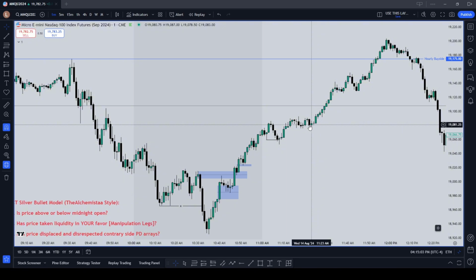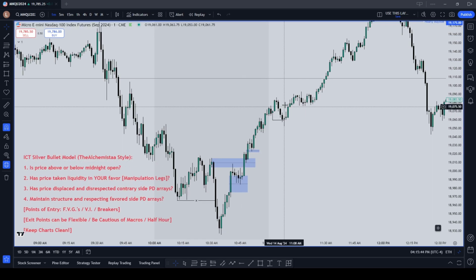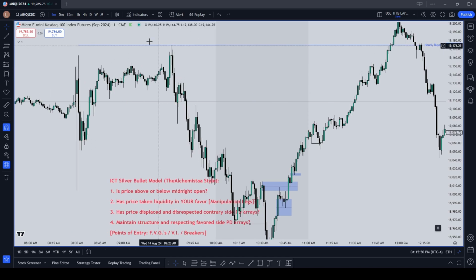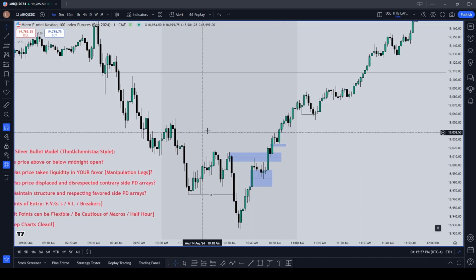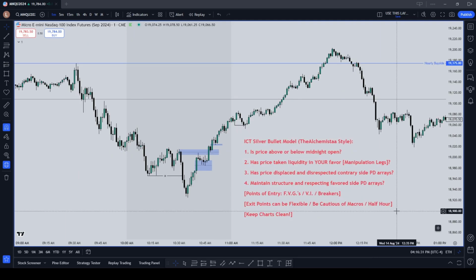And what could you do? In this case, you would just simply trail your stop losses below each low until you got to the final terminus overall. So really, once you finally become disciplined and follow this model step by step and keep everything in order as to where you know price is drawing towards, like I was talking about earlier, knowing if you're below that midnight open, are you disrespecting PD arrays contrary to your side? That's absolutely crucial.